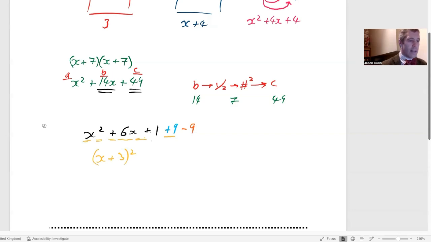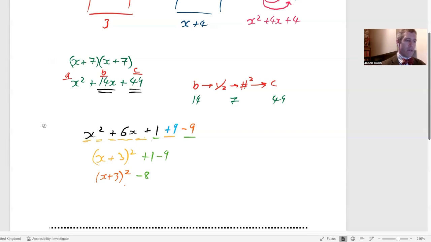The other stuff is then kind of left over. Right? So I've got the plus 9 and the plus 1 and the minus 9. So my final answer, of course, is minus 8. Right? So I've got, it's a bit hard to see, but x plus 3 squared minus 8.